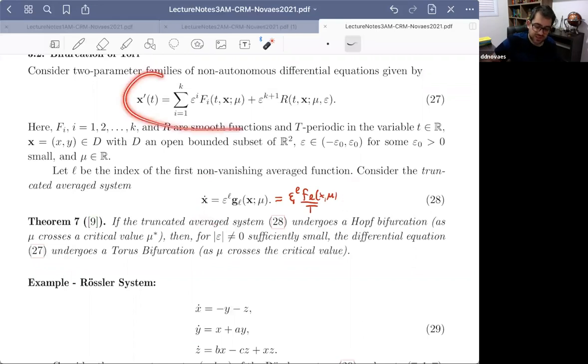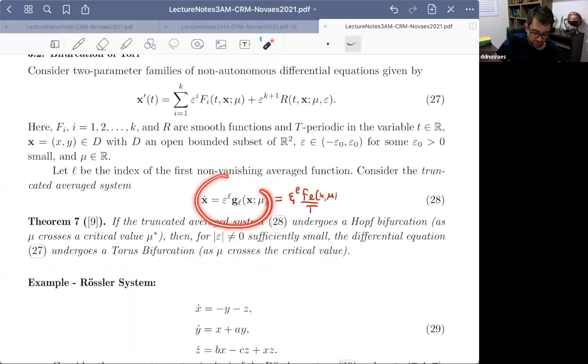then this system undergoes a torus bifurcation. So the bifurcation of a limit cycle from some Hopf point of this system provides the bifurcation of an invariant torus of this system around a periodic solution. Okay, and this is the simple result that I can state here.